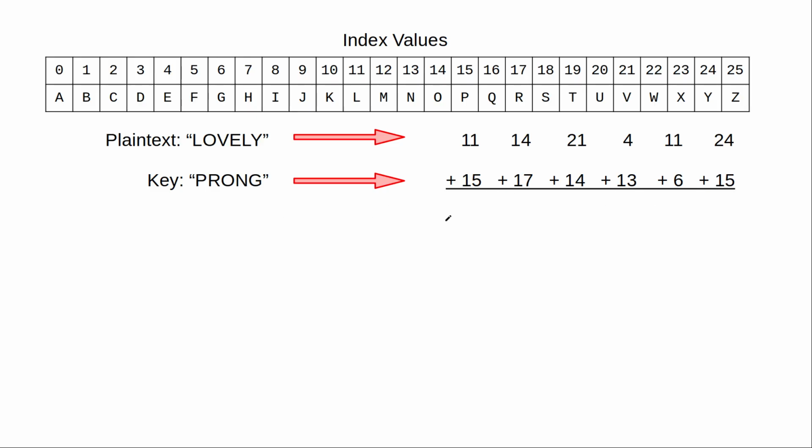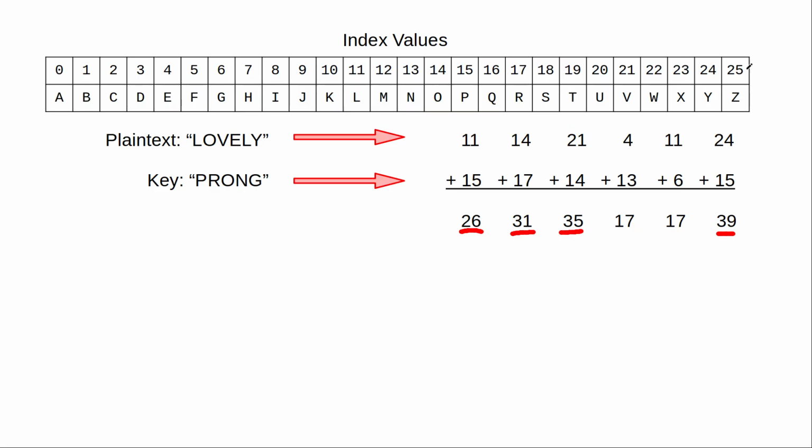Now we're going to sum the plain text values with the repeating keyword values, and we're going to get our ciphertext numerical values. You'll notice that some of these numbers for the ciphertext are overflowing. We do not see them here in our table. They don't map to any letters that exist in our table.